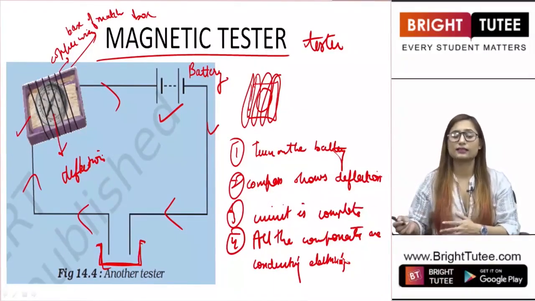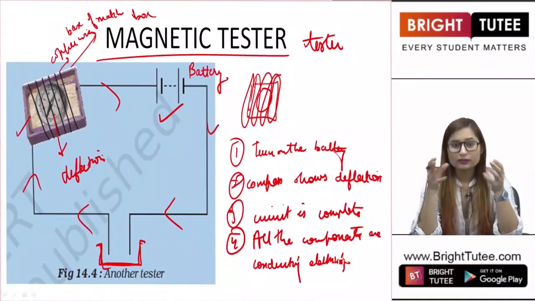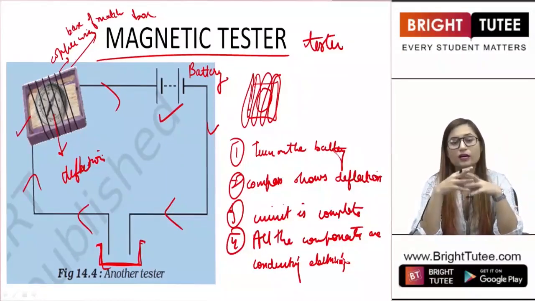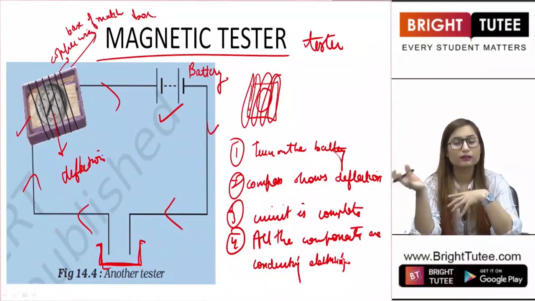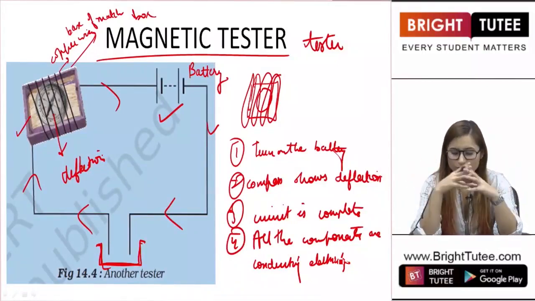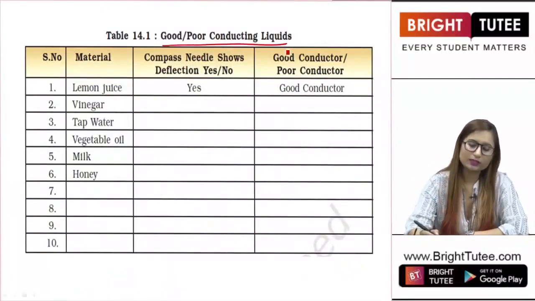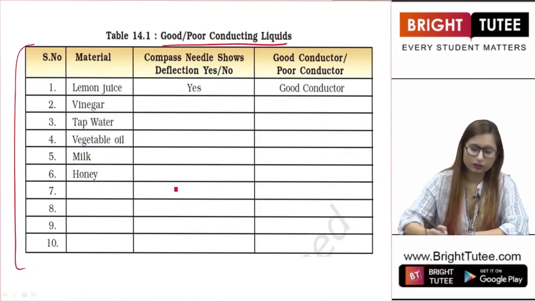Basically, this tester also tells us whether a substance is conducting electricity or not, right? So instead of a bulb, we can use a magnetic tester also, in which we have a compass, a matchbox and a conducting wire. And we can also use this apparatus to check the conductivity of different substances such as water, milk, vinegar, lemon juice, any other liquids you have, salt solutions, right? So this is a kind of tester again. Now there is a table in front of you. You can use this magnetic tester circuit to test all of these liquids in front of you.